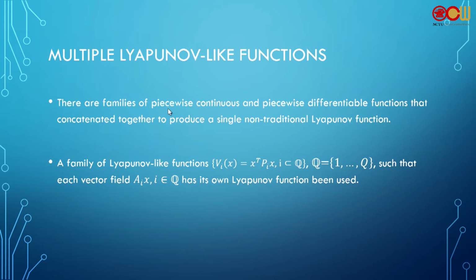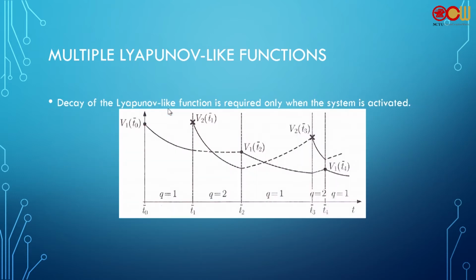So a family of Lyapunov-like functions is this. You have index I, and I is in the set 1 to Q, such that each vector field, which means each subsystem, has its own Lyapunov function. So if you have Q number of subsystems, then you will have Q number of Lyapunov functions, the corresponding Lyapunov functions. So the condition theory to use to prove stability is this.